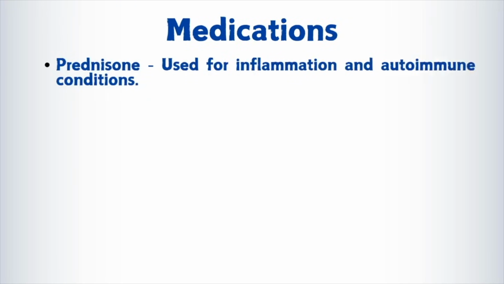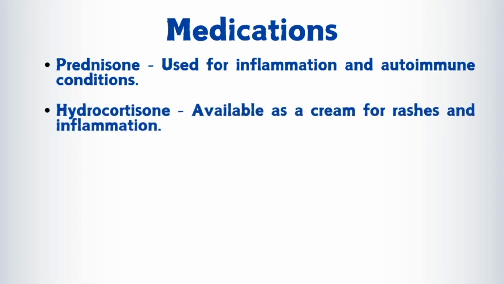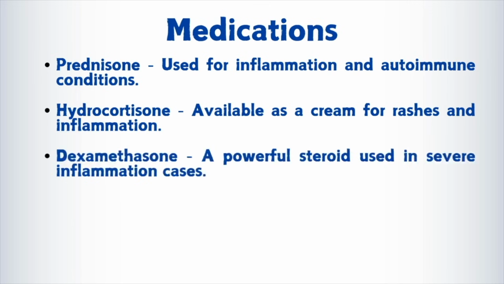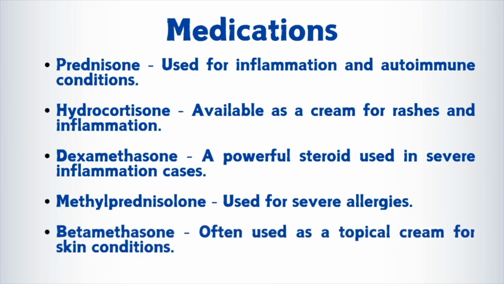Prednisone is used for inflammation and autoimmune conditions. Hydrocortisone is available as a cream for rashes and inflammation. Dexamethasone is a powerful steroid used in severe inflammation cases. Methylprednisolone is used for severe allergies. And betamethasone is often used as a topical cream for skin conditions.